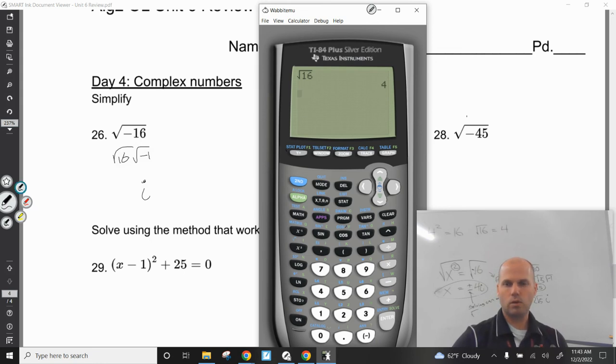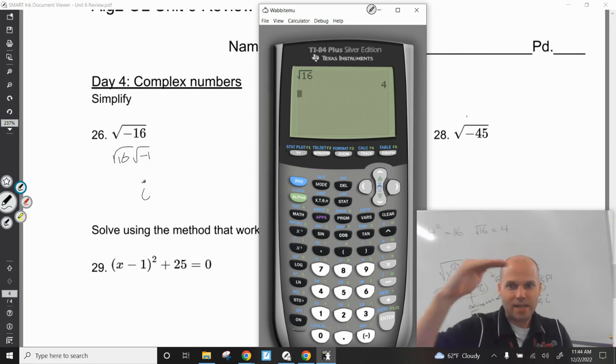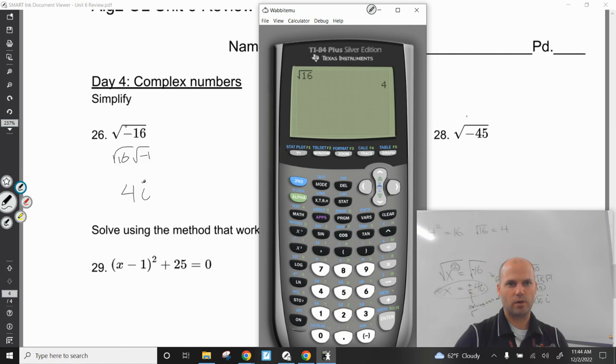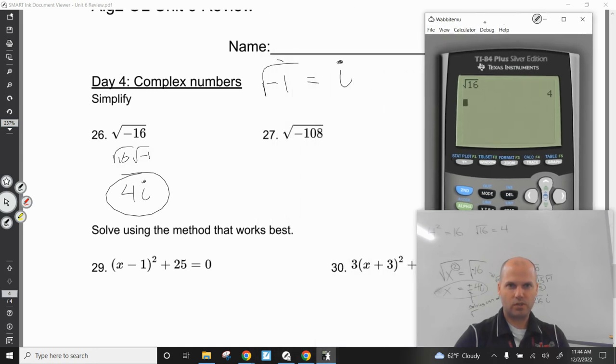Could you do day 1? Well, you could do day 4. Can you do day 1, day 2, day 3? You can do all of day 4. Just you're going to have answers with i's. Here's 4i. That is the simplified square root of -16. It is a concept. It is not a number. 4i could be a solution to an equation.